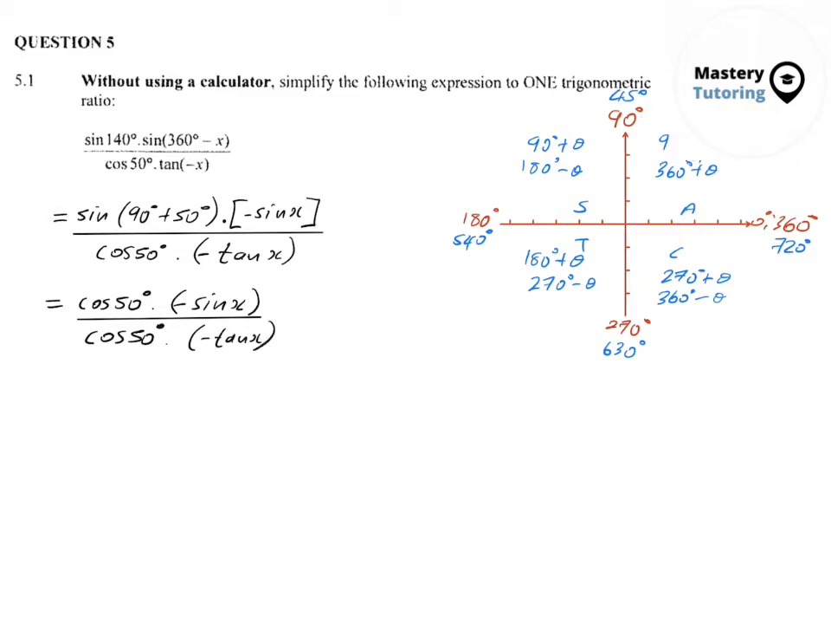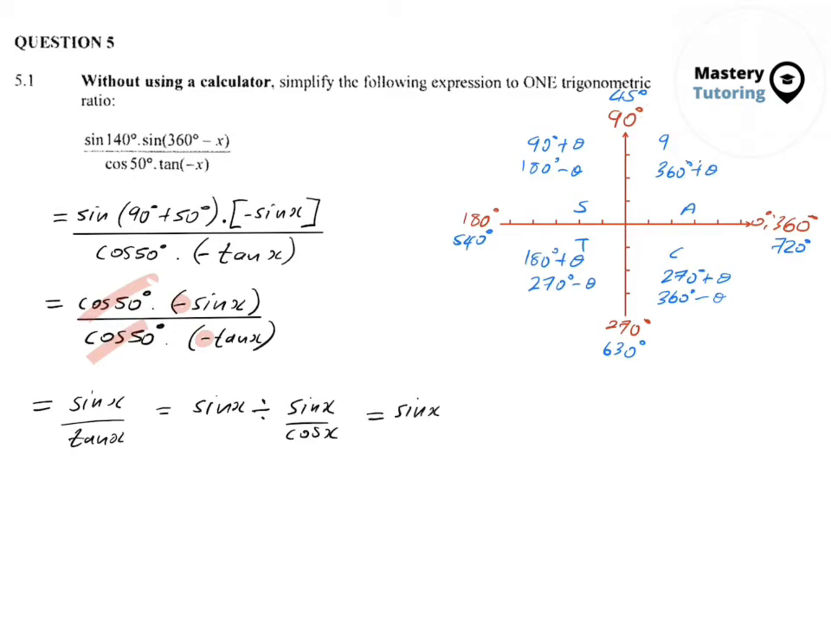As you can see, the negatives will cancel out. So this negative and that negative will cancel out. We're left with a positive, and then this cos 50 will cancel with that cos 50, and then we are left with just sine x over tan x. Now this can be written as sine x divided by sine x over cos x. So instead of writing the division line, you write the division sign.